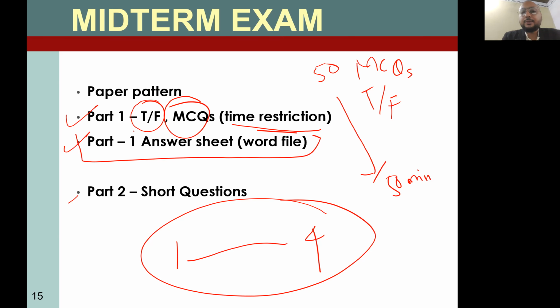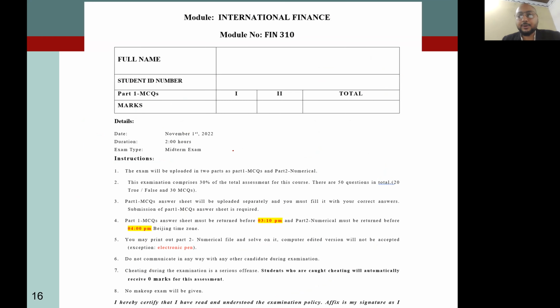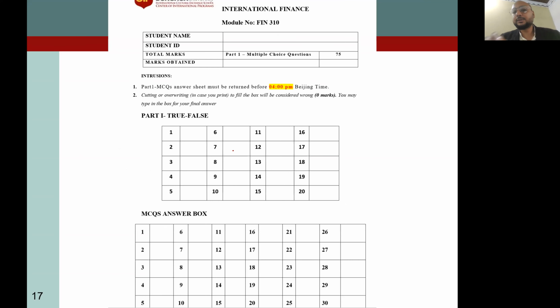I am also going to give you a Word file for the answer sheet as well. So what you have to do is, using your keyboard, just write down here true, false, or whatsoever. Or if you have an ePen, you can also write with the ePen.